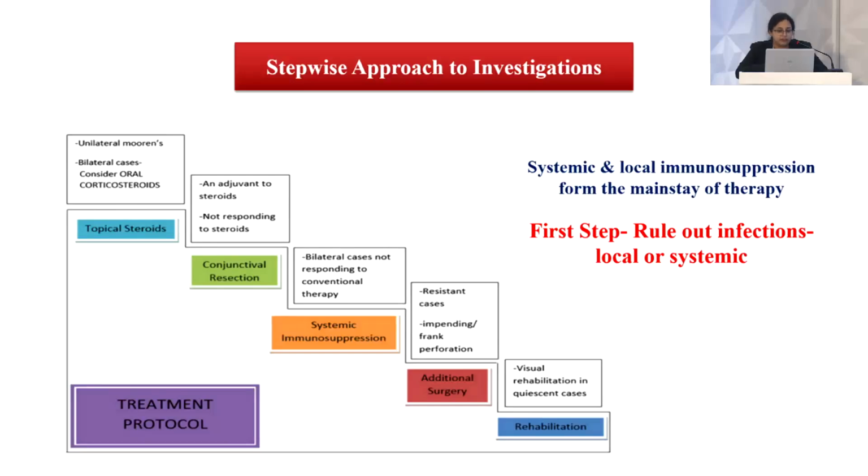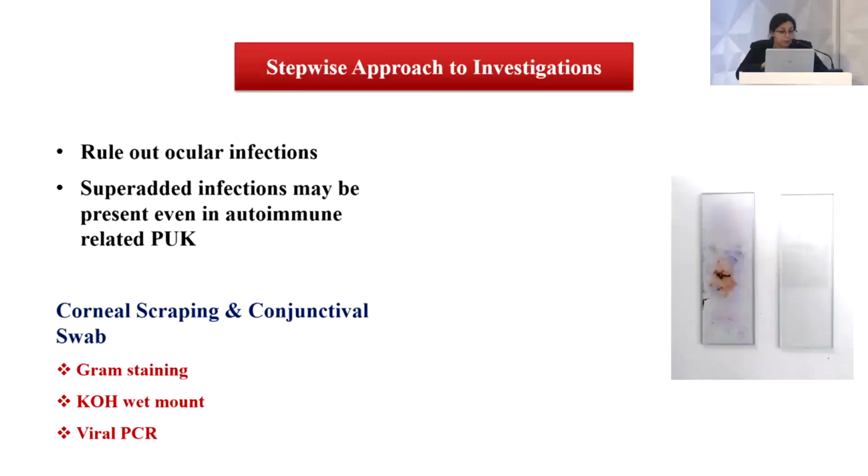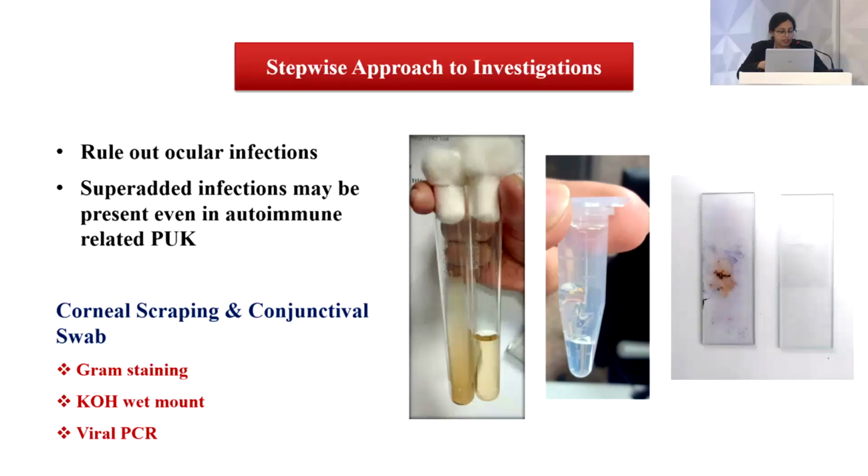So the first step when you are starting with the investigation is to rule out infections, local and systemic both. Superadded infections may be present even in autoimmune related PUK, that you have to remember. Just because you have a PUK related to rheumatoid, you still may have a secondary infection. So the first step when you're performing an examination and going for investigation, do a corneal scraping and conjunctival swab. Gram staining, KOH, wet mount, viral PCR should be sent.